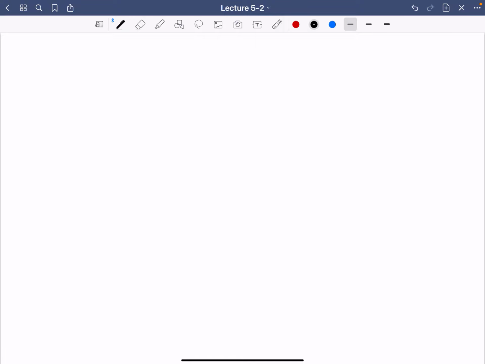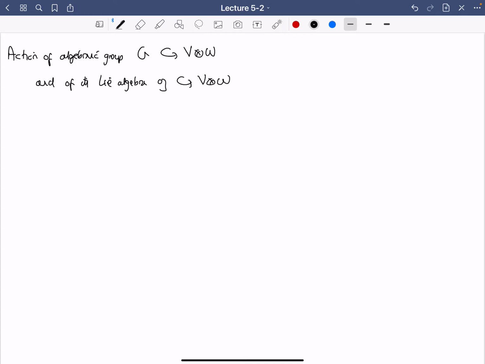It occurred to me that I've never fully explained how the action of an algebraic group G on some tensor product of representations and of its Lie algebra are related. So I thought I'd just start out today by saying a little bit about that.